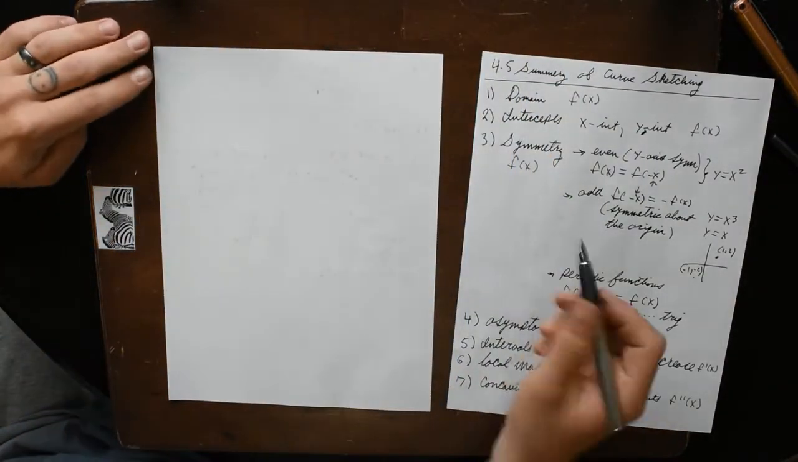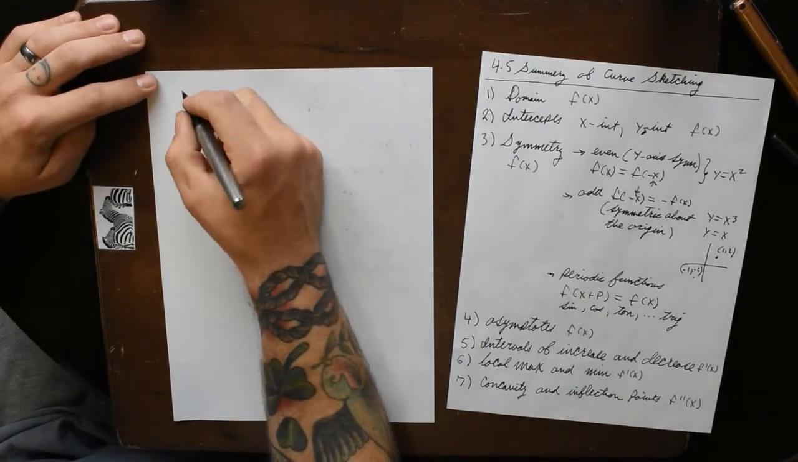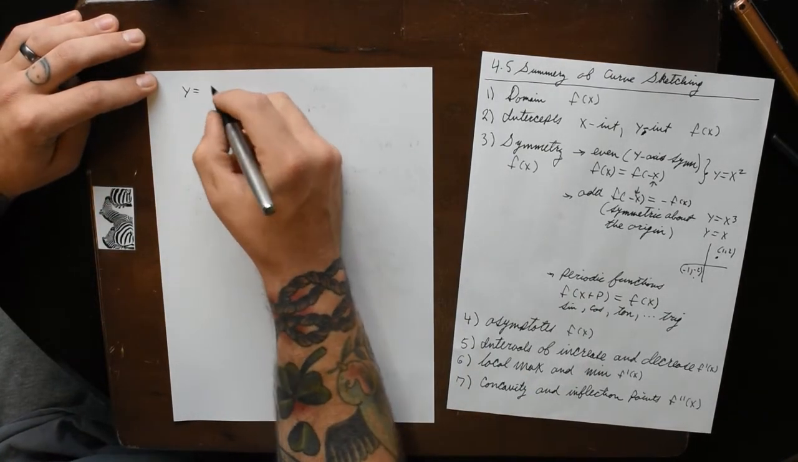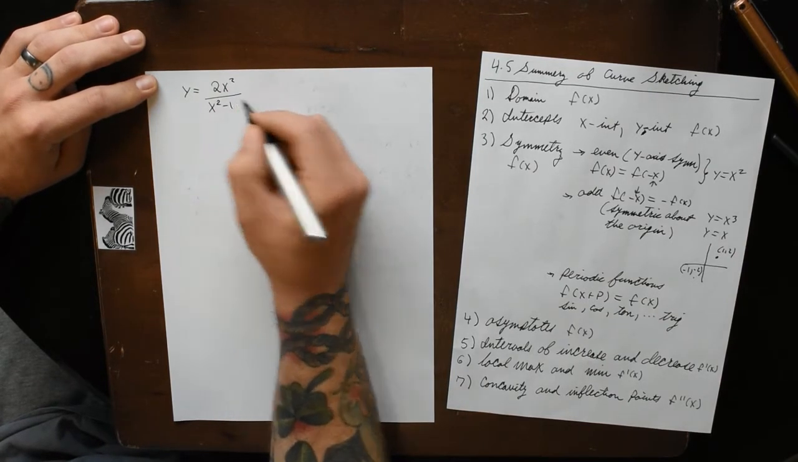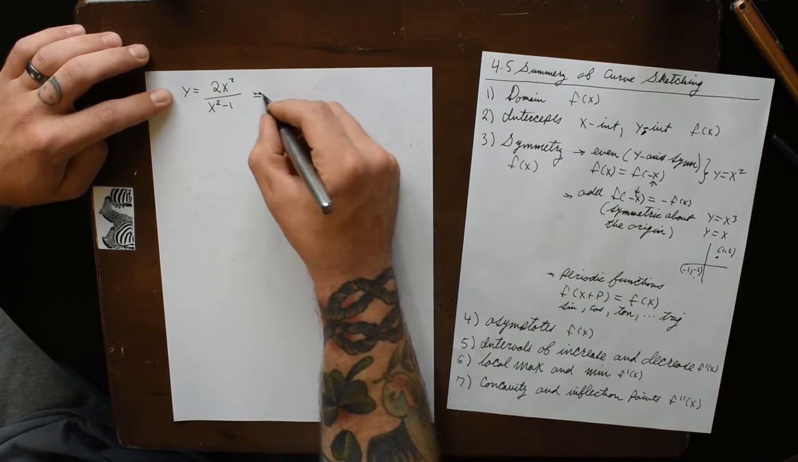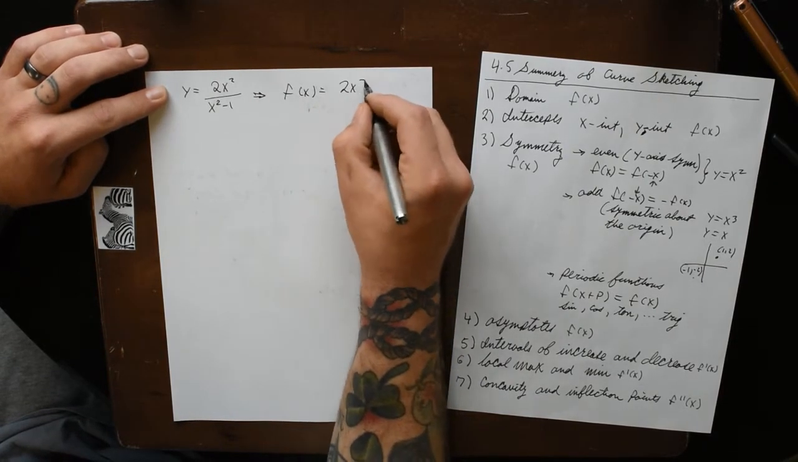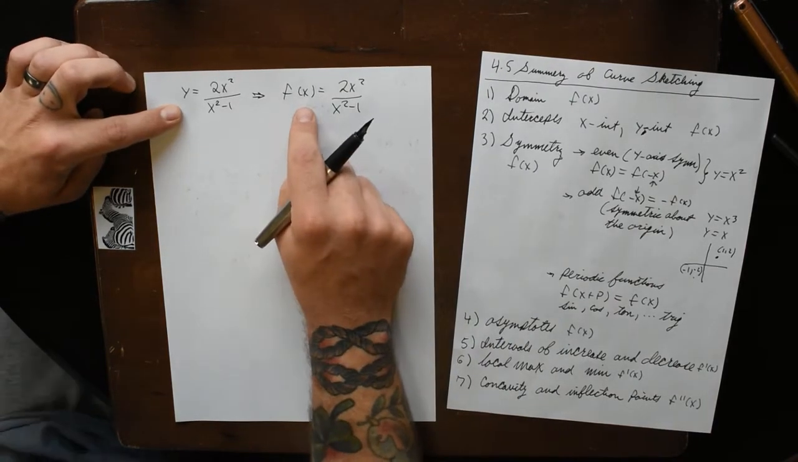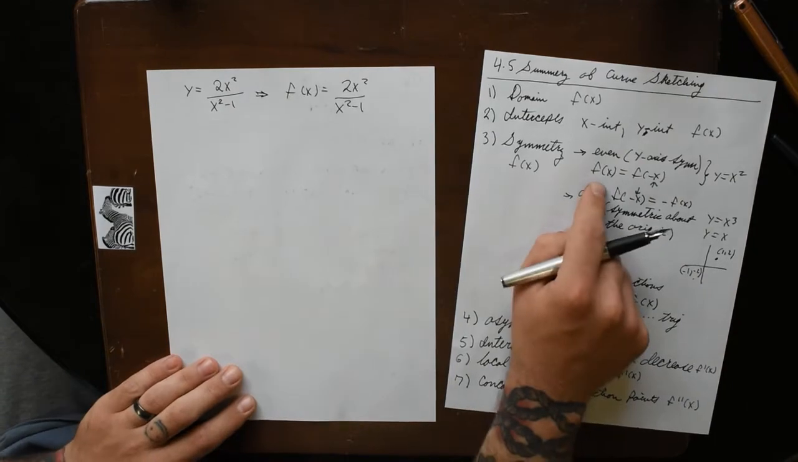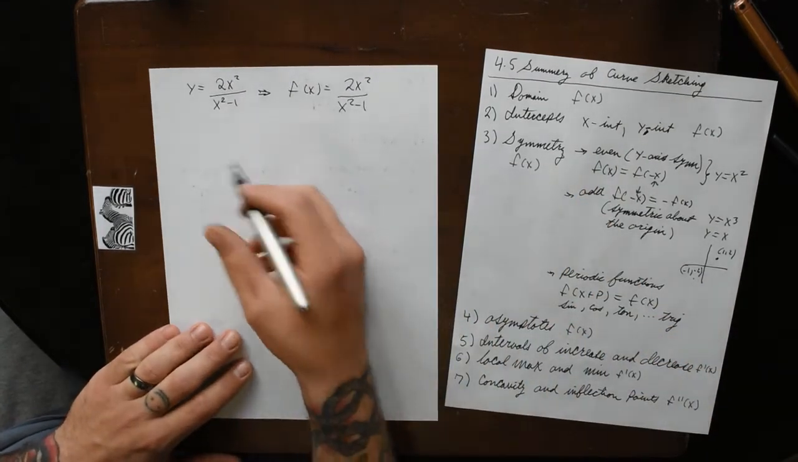So for symmetry, we want to test even. So hopefully you guys are okay with the point. If we have this function y being equal to 2x squared over x squared minus 1, we can just rename this function f of x. Just changing its name. The reason why is because symmetry uses this notation. It's a little bit easier to switch to this notation.